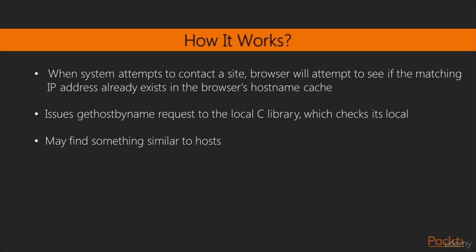When your system attempts to contact a site, the browser will attempt to see if the matching IP address already exists in the browser's hostname cache. If it does not, it issues a getHostByName request to the local C library, which then checks its local configuration in /etc/nsswitch.conf to determine how lookups should be performed. You may find something similar to "hosts: files dns" in that file, which indicates that for finding host information, you should first look at local files, such as /etc/hosts, and you should check DNS if that fails.